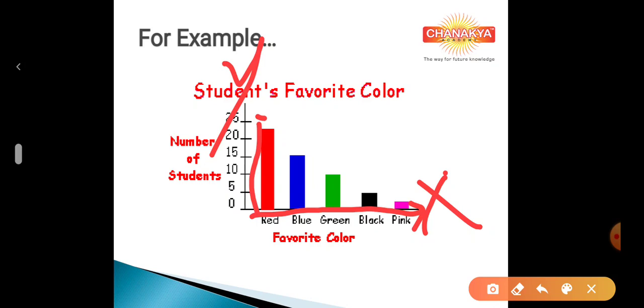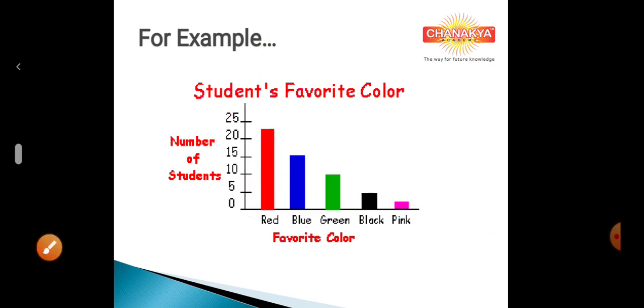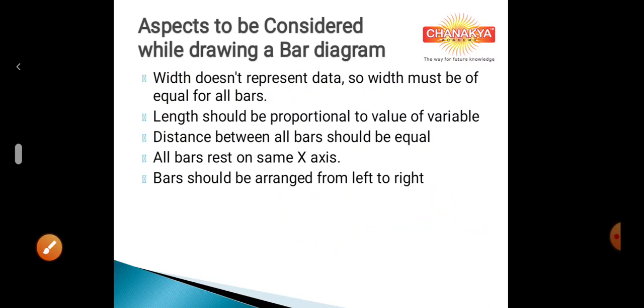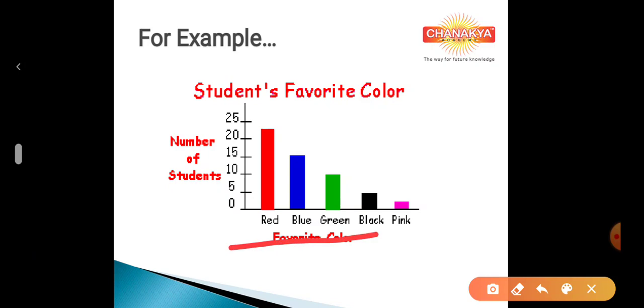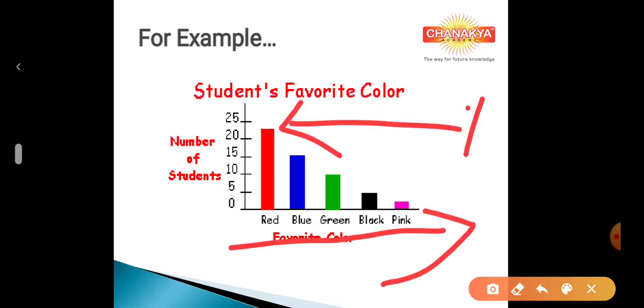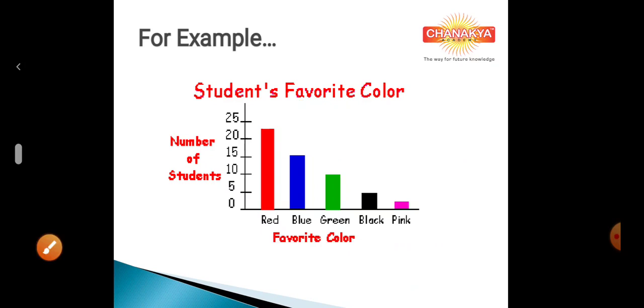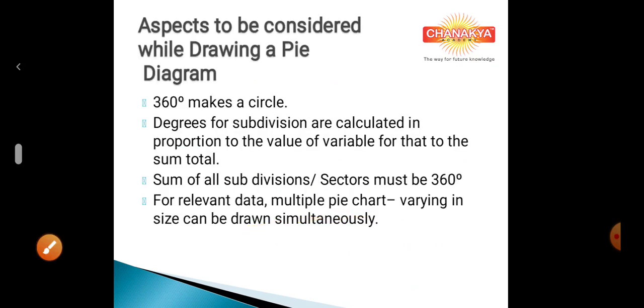The y-axis represents the values of all these bars, that is, all these variables. Bars should be arranged from left to right. While arranging the bars for the given data, it must move from left to right and not from right to left. Clear? Moving ahead, next we are going to see the aspects that must be considered while drawing a pie diagram.